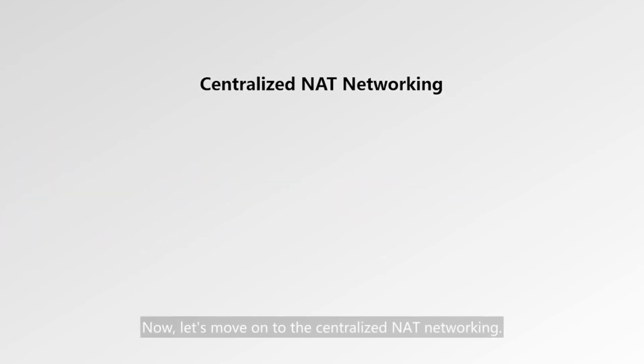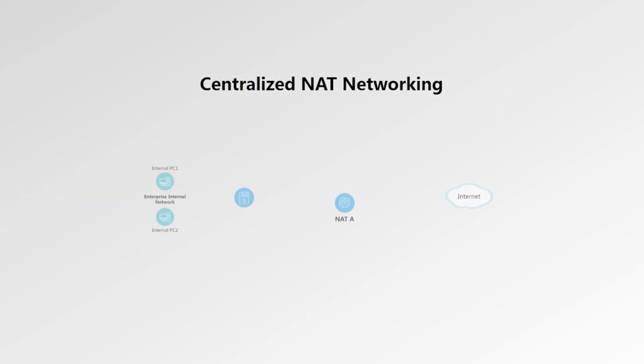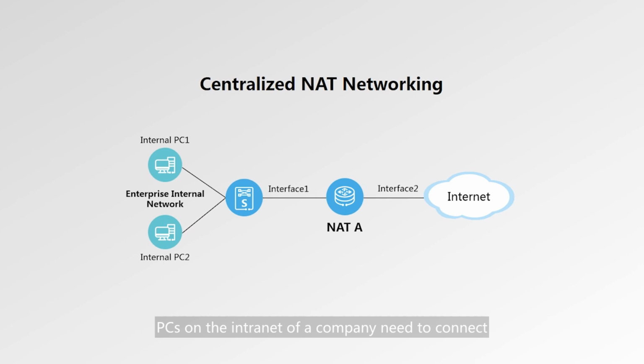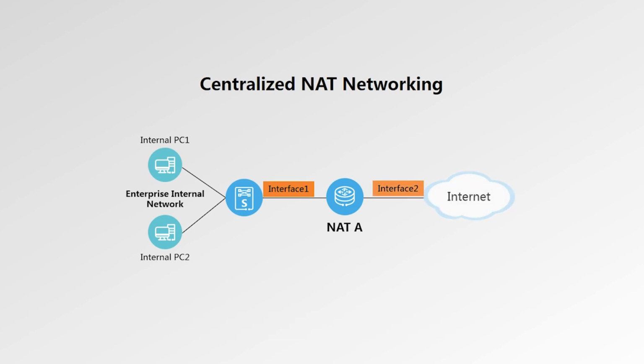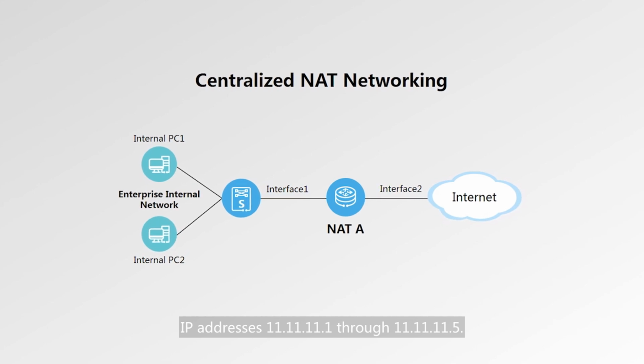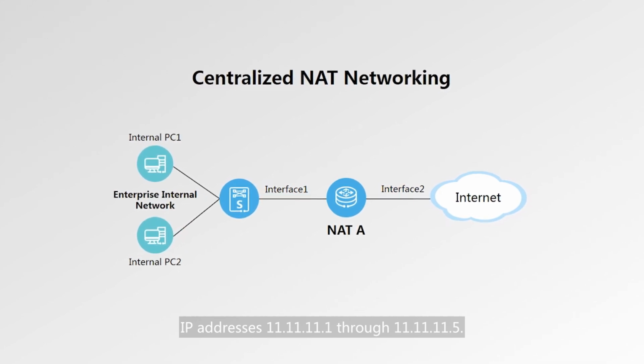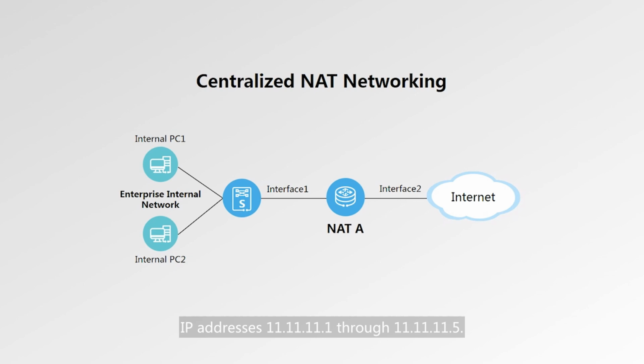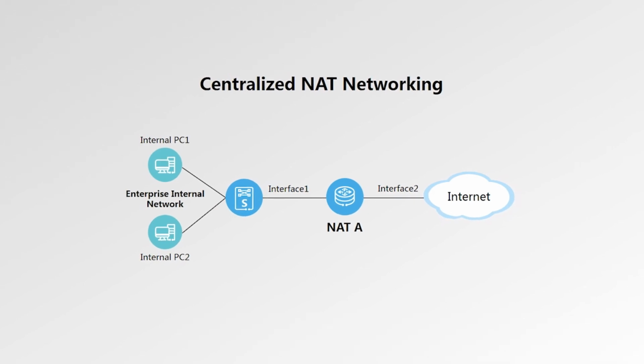Now let's move on to the centralized NAT networking. PCs on the intranet of a company need to connect to the internet using NAT functions provided by an NE40E. Interfaces 1 and 2 of the router connect to the intranet and internet respectively. The company is assigned 5 public IP addresses, 11.11.11.1 through 11.11.11.5. The following requirements must be met.